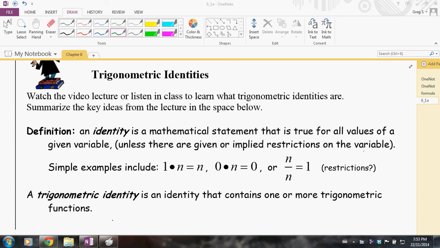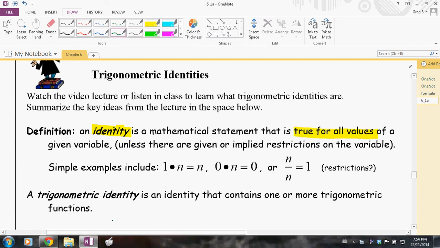Right, now here we are on the second page with some important ideas. The definition of trig identities. So this first definition here is what an identity is. It's a mathematical statement that is true for all values of a given variable.